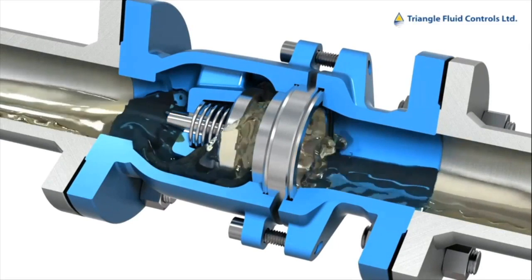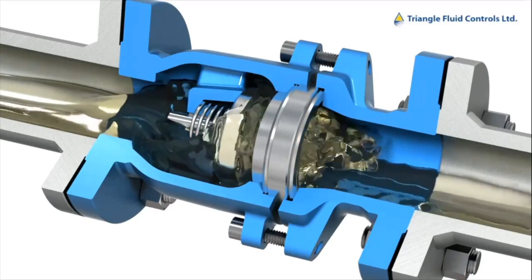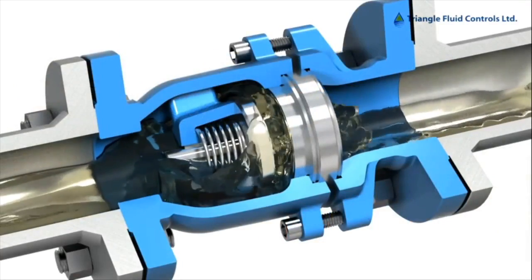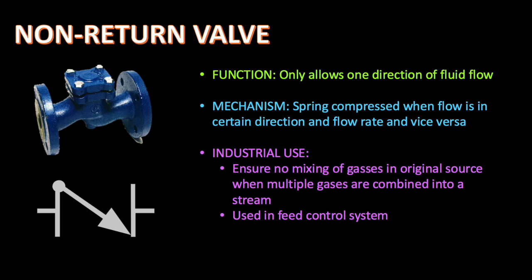A non-return valve allows only one direction of fluid flow. The spring is compressed when flow is in a certain direction and flow rate. Otherwise, the spring is not compressed, causing the valve head to block fluid flow. The industrial use of this valve is to ensure no mixing of gases in the original source when multiple gases are combined into a stream, and it is also used in feed control systems.